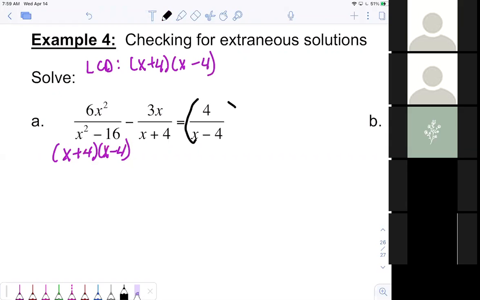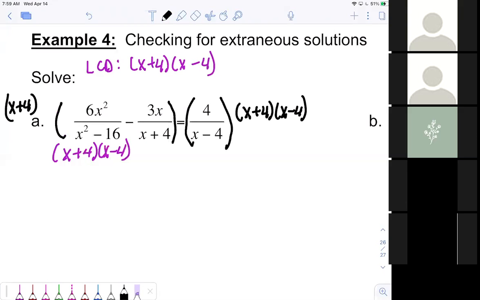So take both sides of the equation. Multiply by x plus 4, x minus 4. And multiply by x plus 4, x minus 4. The reason the denominators cancel is because you're multiplying by the least common denominator. So that's why they are canceling. In this first fraction, our denominator is the least common denominator, so it's just going to be a 6x squared.